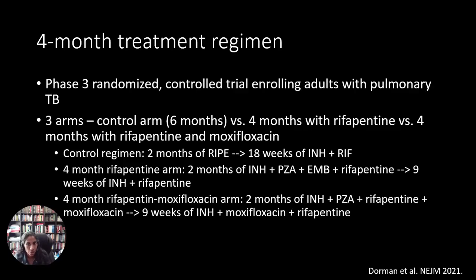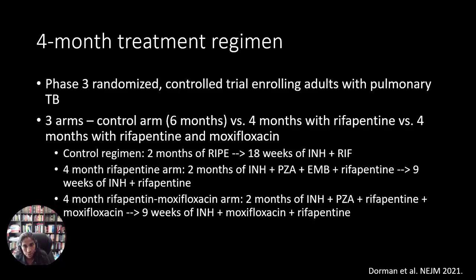So there were 3 arms: a control arm with the control regimen of 2 months of RIPE followed by 4 months of INH and rifampin. There was a 4-month rifapentine arm. Those individuals were treated with 2 months of INH plus pyrazinamide plus ethambutol plus rifapentine, followed by 9 weeks of INH plus rifapentine. And then there was a 4-month rifapentine moxifloxacin arm.